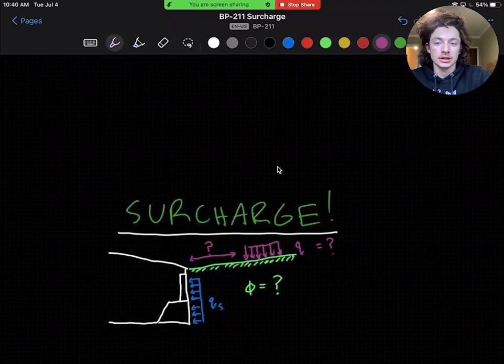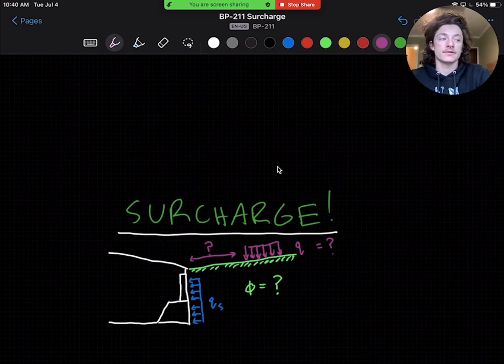Welcome to the lecture on surcharge loading. Now, the learning objectives for this section are as follows. To 1. Understand the definition of a surcharge load. 2. Apply engineering judgment to designate if a surcharge load is likely for your abutment. Or 3. Employ the AASHTO specifications to calculate surcharge loading on an abutment.